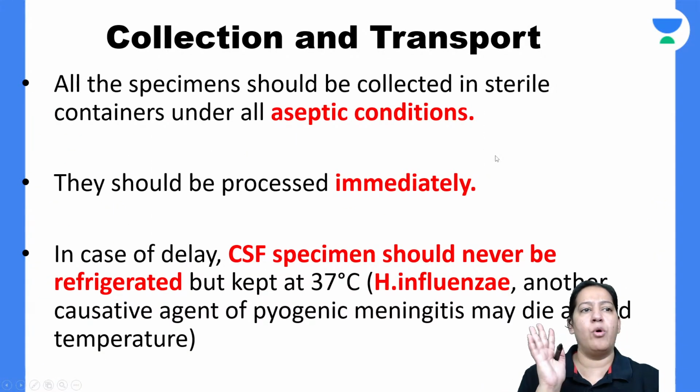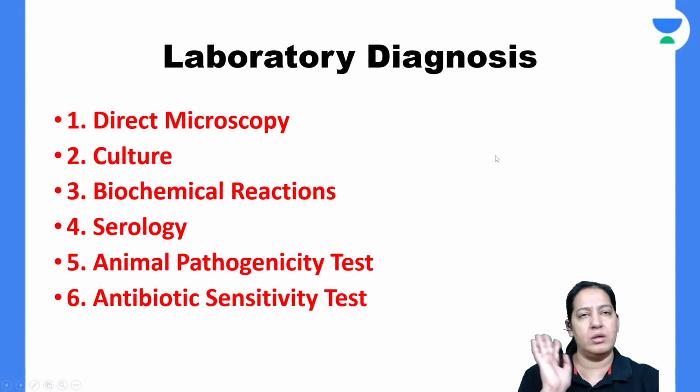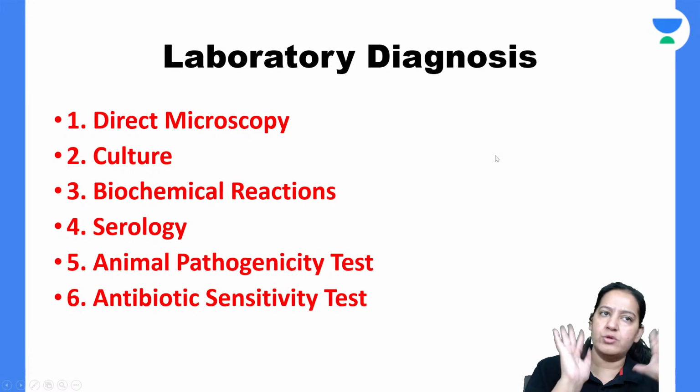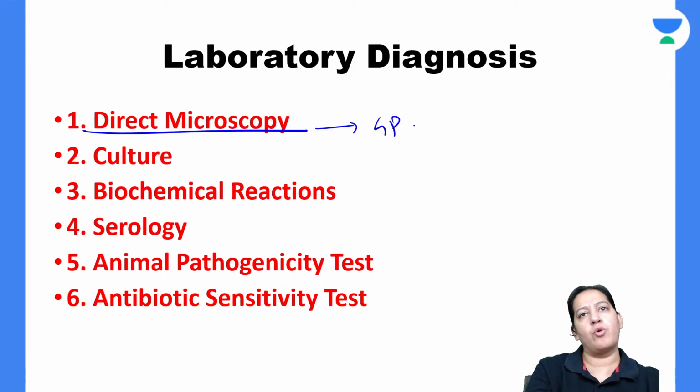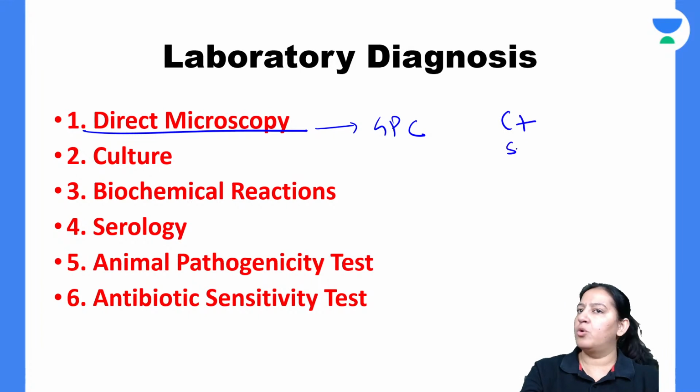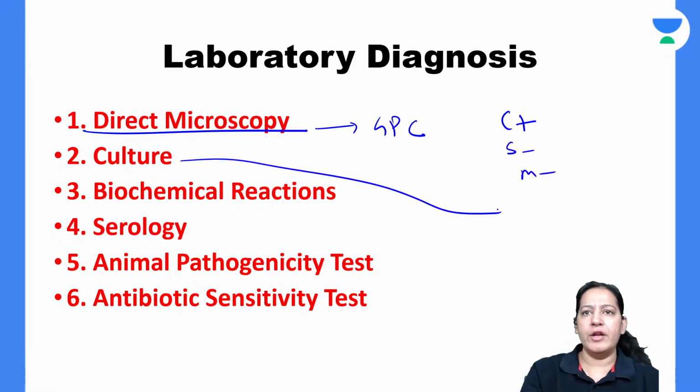Collection and transport. No transport medium is required. And in the lab diagnosis, you can do 6 things. Number 1, you do direct microscopy. What will you find in direct microscopy? You will find gram-positive cocci, diplococci, which have a capsule but no spore formation and no motility. That is the morphology. Culture, you already know, blood culture.